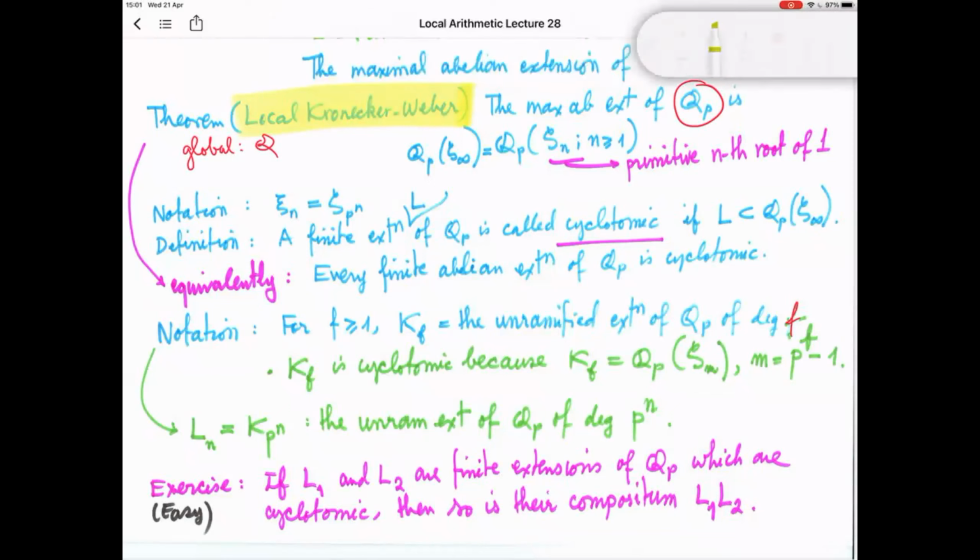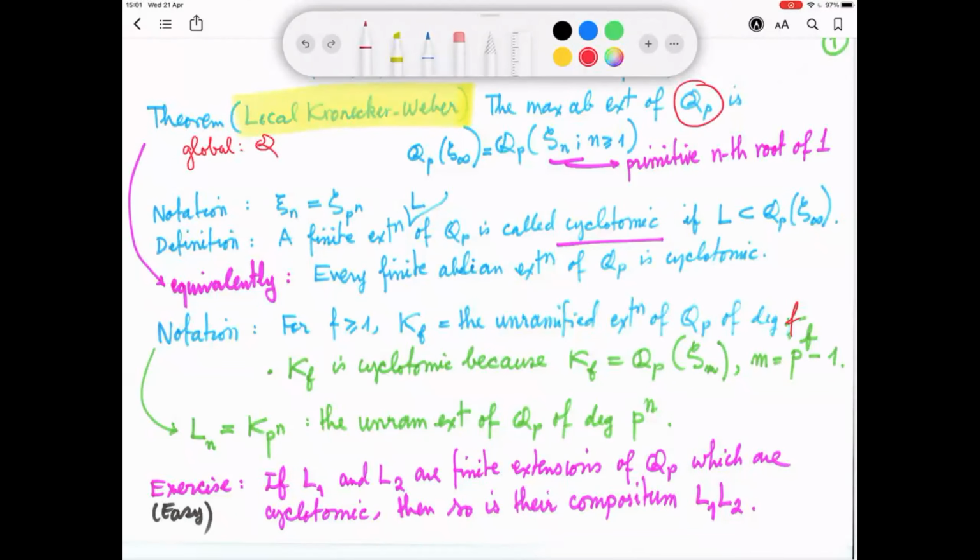So what does it say? It says that the maximal abelian extension of Qp, by definition, is the extension of Qp obtained as the compositum of all finite abelian extensions. That is by definition the maximal abelian extension. And the theorem is that this maximal abelian extension is obtained by just adjoining the roots of unity of various orders, all nth roots of unity for various n.